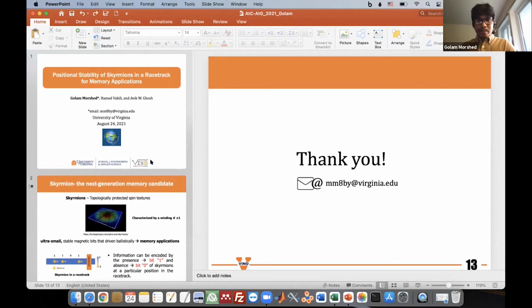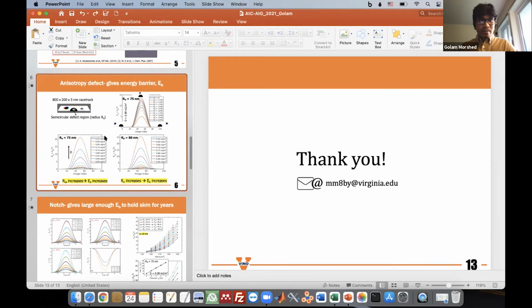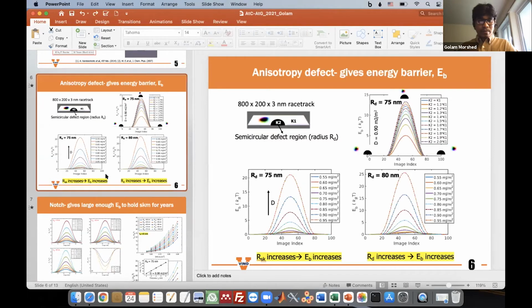Thank you. Can you go to slide number 6? Actually, not slide 6. In every slide where you mention the barrier energy EB, what was the term? You mentioned that you use mu max. So is it the total energy or anisotropy energy or exchange energy?